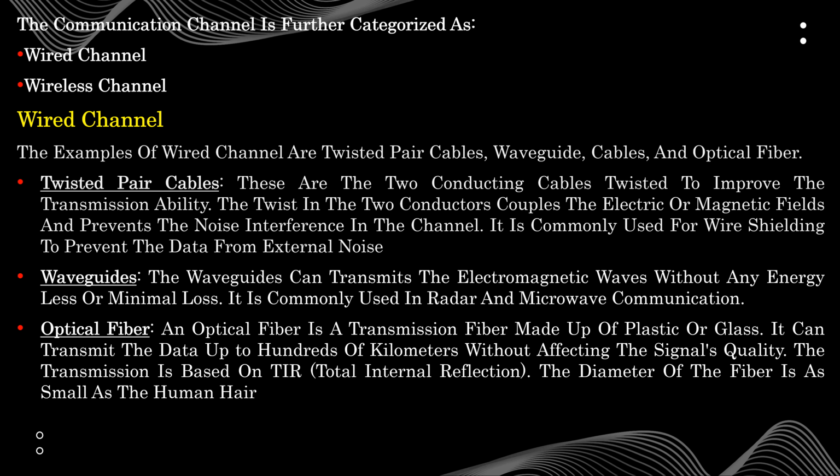Waveguides. The waveguides can transmit the electromagnetic wave without any energy loss or with minimal loss. It is commonly used in radar and microwave communication. Optical fiber. An optical fiber is a transmission fiber made up of plastic or glass. It can transmit the data up to 100 or more kilometers without affecting the signal quality. The transmission is based on TIR, total internal reflection. The diameter of the fiber is as small as a human hair.